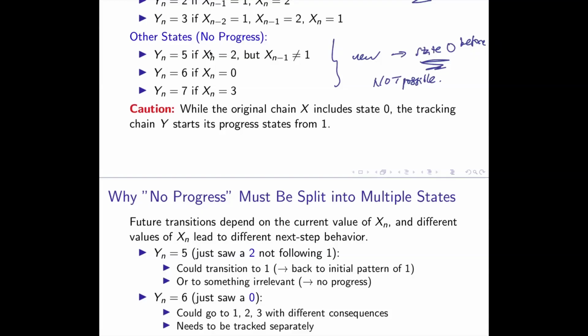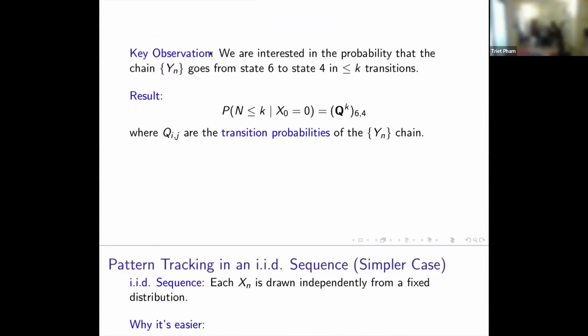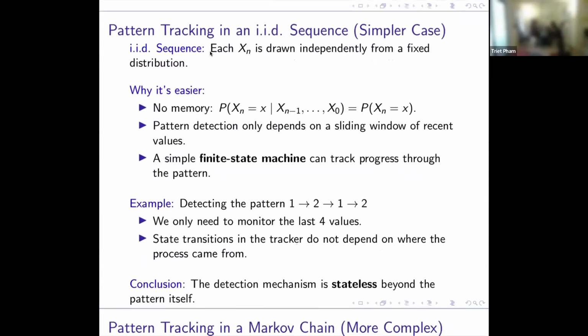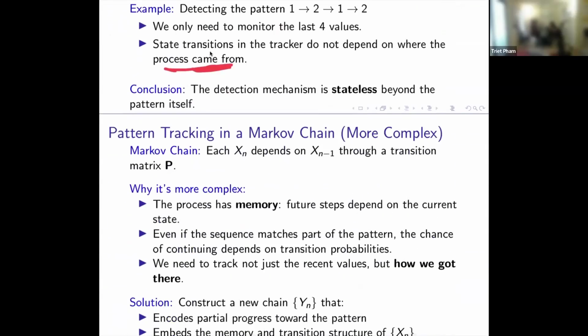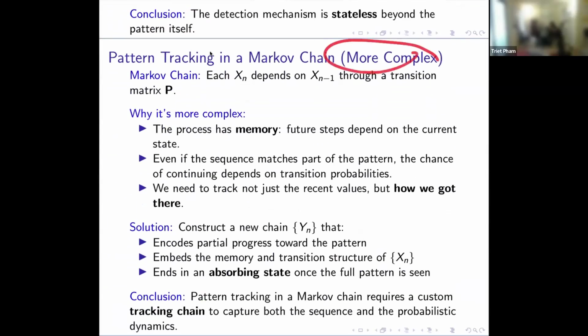Yes, thank you. And so here, we'll look at the results, but I have this at the end: tracking a pattern in an IID sequence is easy because it has no memory. You only need to monitor the last 4 values, not depending on where it came from. But in a Markov chain, it's more complex. The process has memory, right?